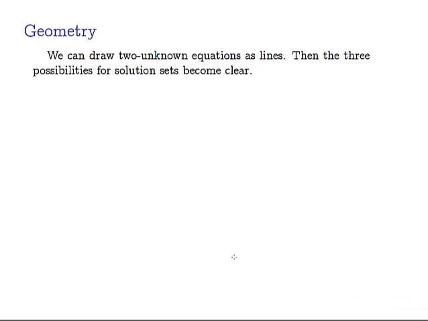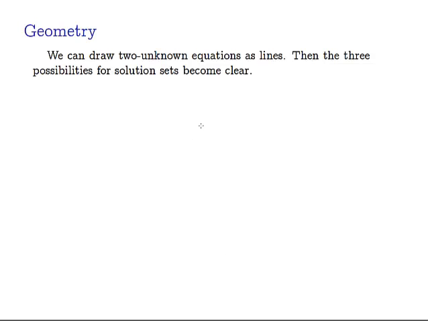Now, we know that if we have an equation with 2 unknowns, you can draw it as a line. Y equals mx plus b. Suppose we have a system of 2 equations. That means 2 lines. And if we want both equations to be satisfied, that means we're looking for all of the points that are in the intersection of those 2 lines.